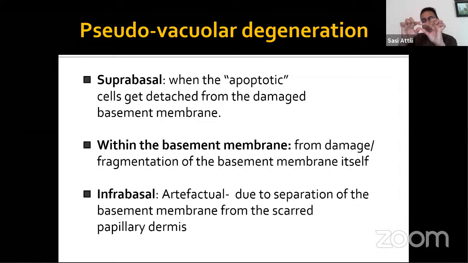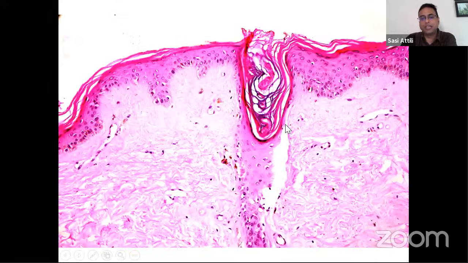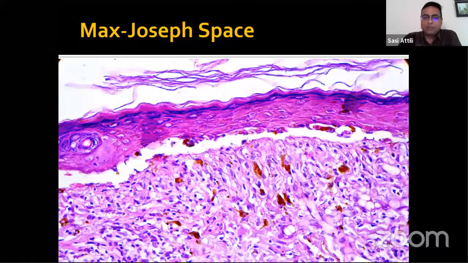Within the basal membrane, when the basal membrane itself becomes fragmented, you may see vacuoles within the basal membrane. So these are intrabasal vacuoles. And then infrabasal are artifactual vacuoles due to separation of the basal membrane from the scarred papillary dermis. And you can see here, this is a case of lichen sclerosus, and you're seeing here that the scarred dermis is separated from the epidermis by an artifact. This is due to processing artifact, basically. All right. So these are pseudo-vacuoles rather than true epidermal basal cell degeneration. And this is an example of Max-Joseph space, as you all know. And Max-Joseph space typically is seen in lichen planus.